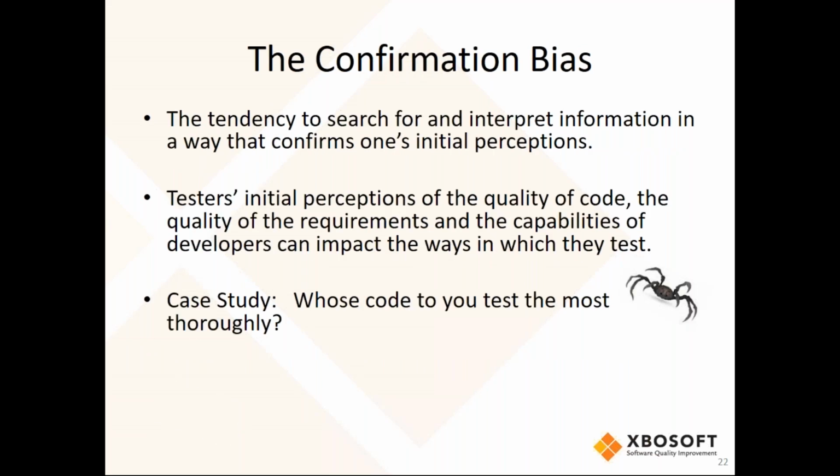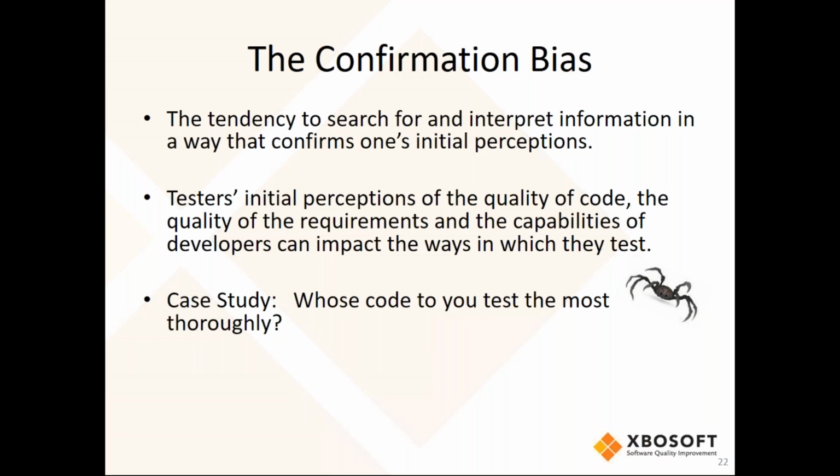And of course, the confirmation bias. This is something we do in discussions and in test design and in planning. The tendency to search for and interpret information in ways that confirm one's initial perceptions. So if your initial perception after you've done the smoke test is that the quality of the code seems pretty good, then maybe you're going to judge how deeply you test. You may think, oh well, maybe we don't have to do as much.